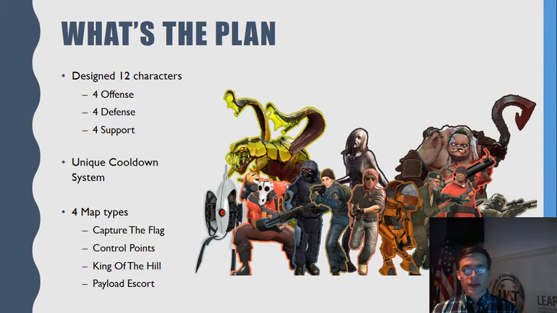So our plan was 12 design characters, 4 in each role. We designed a unique cooldown system, which I'll go over later, but in a nutshell, the better you're playing, the more often you'll get to use your abilities. And we decided to start with the 4 standard map types: Capture the Flag, Control Points, King of the Hill, and Payload.